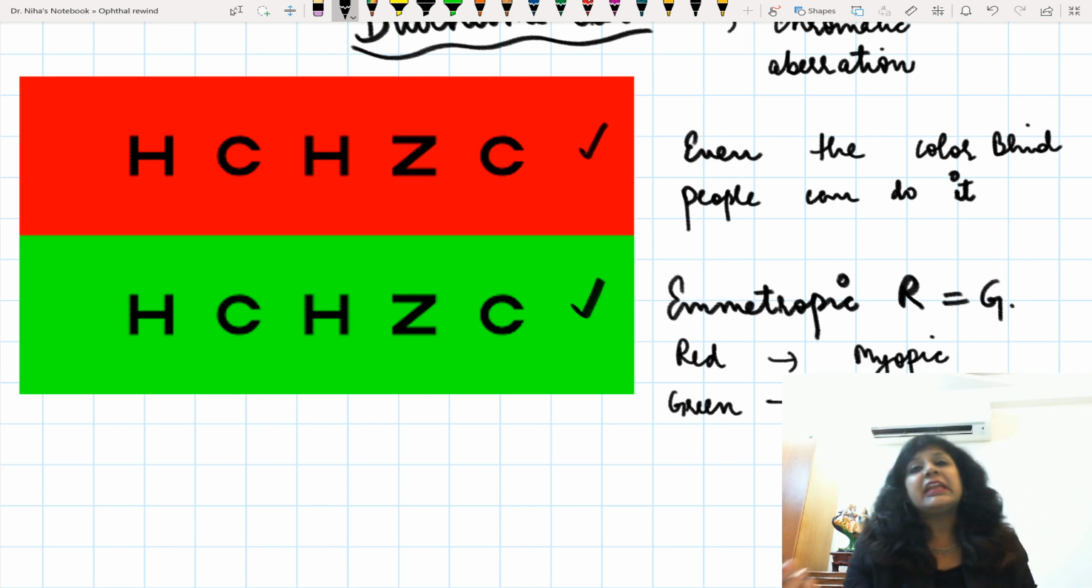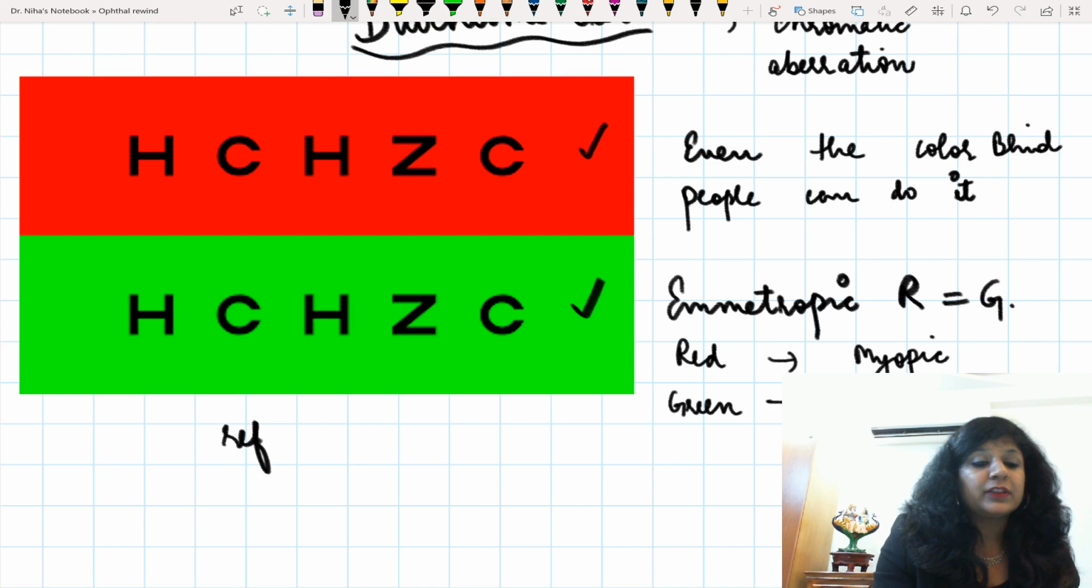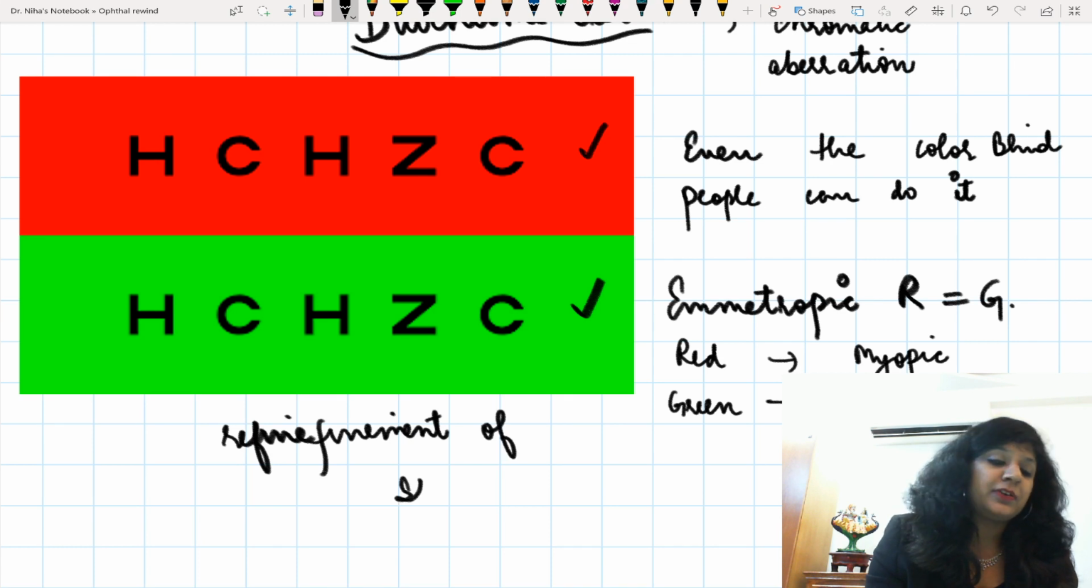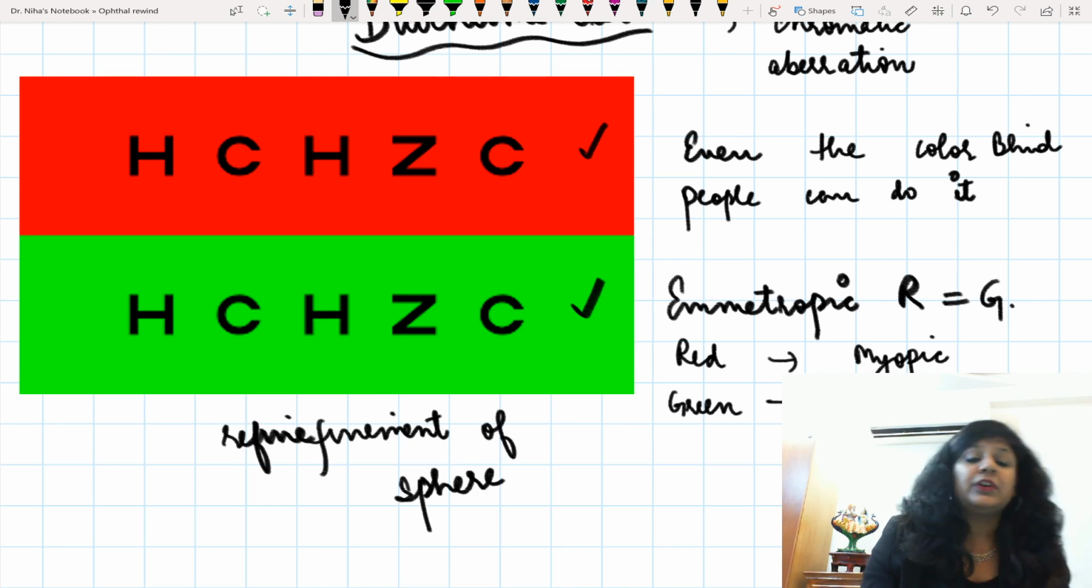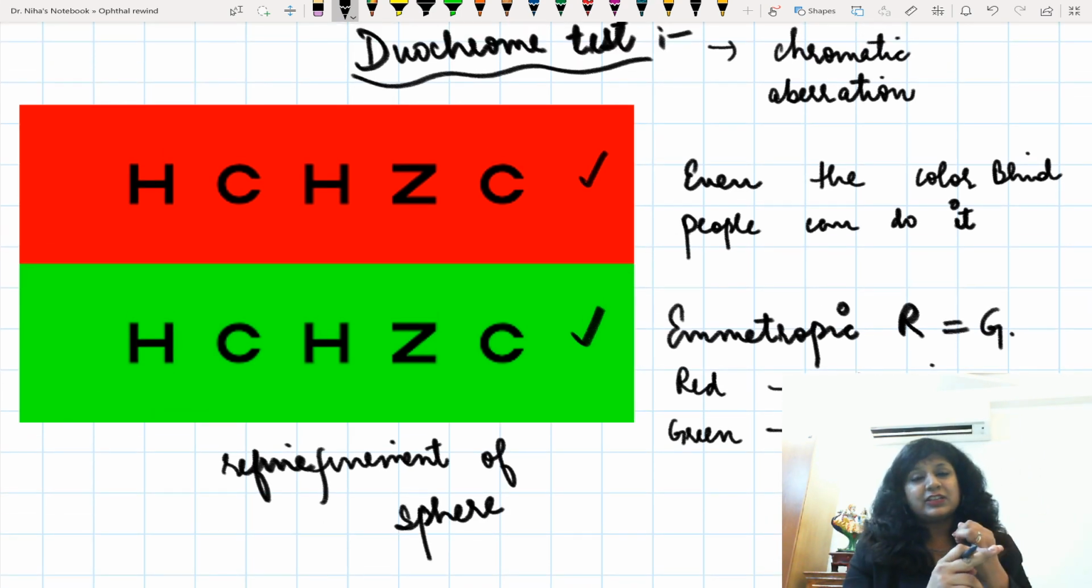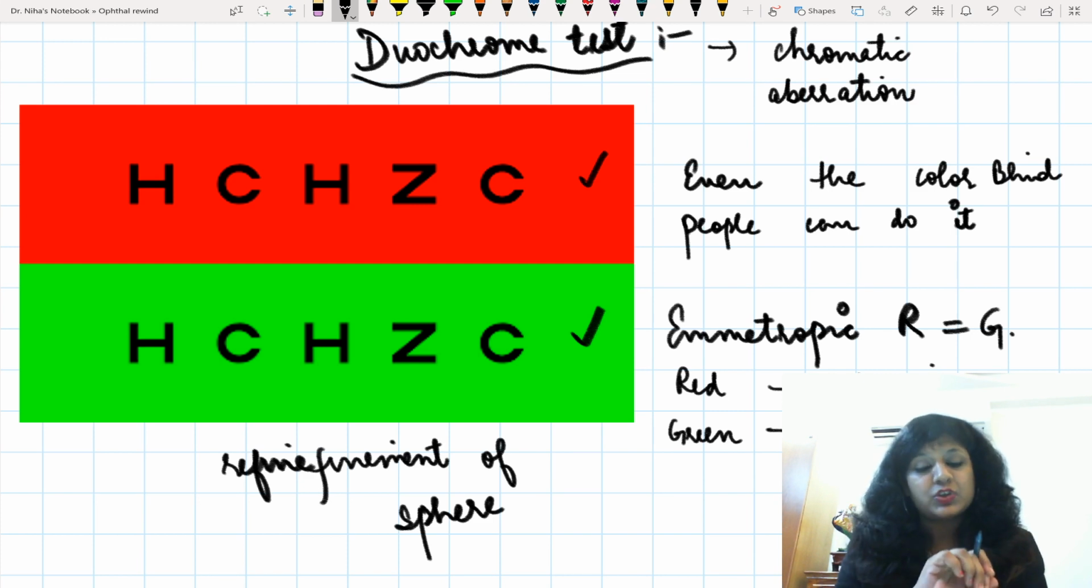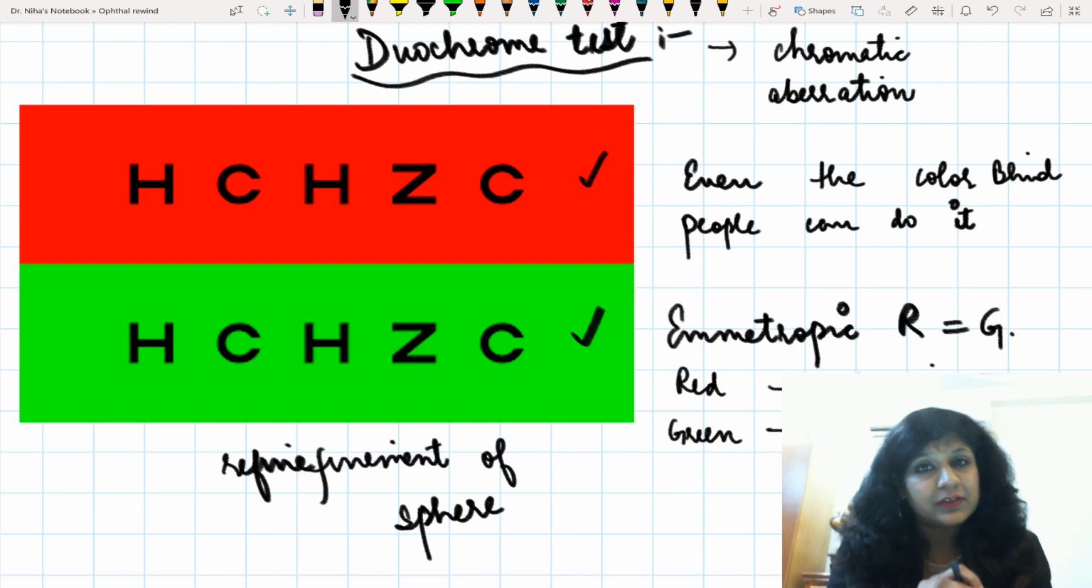So basically we are using it for the refinement of the spherical correction, refinement of the sphere. So you should know the name of the test. It is based on chromatic aberration. Even colorblind people can do it.